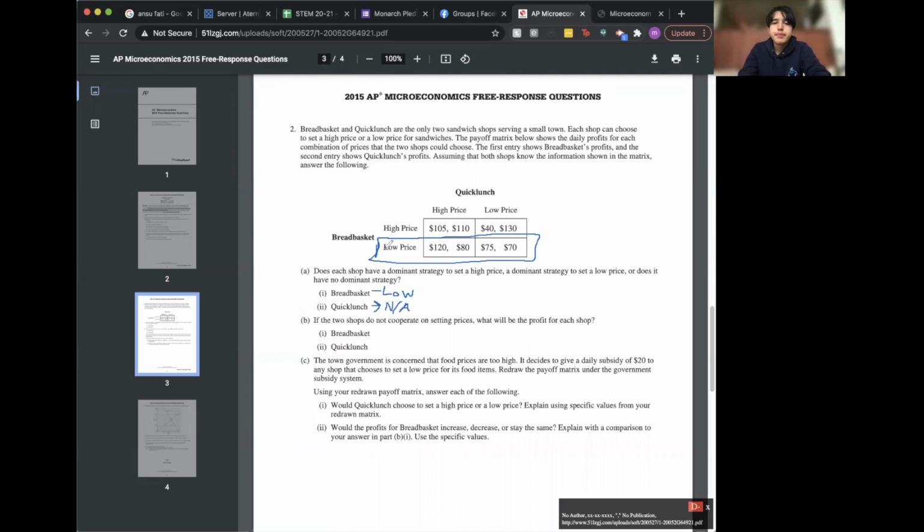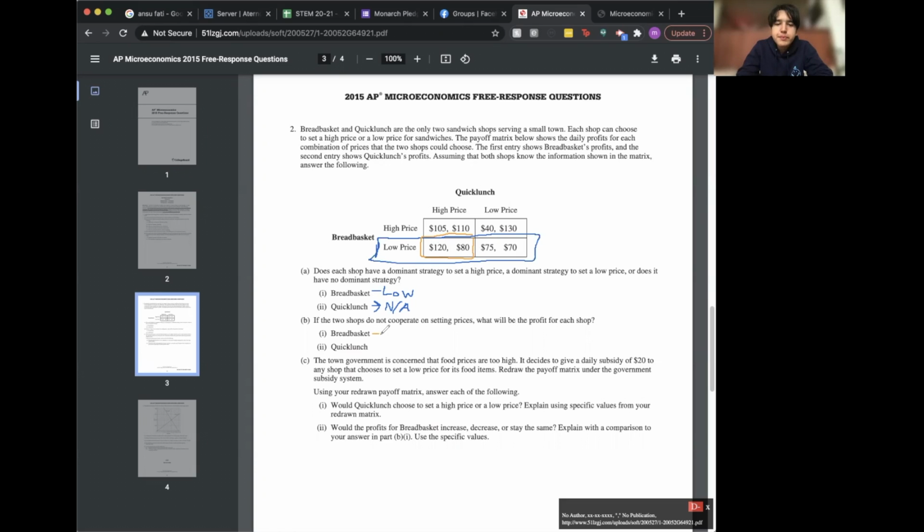And then based off Breadbasket going for the low price, that means that Quick Lunch would want to go for the high price, because as we said earlier, they'd want to earn that $80 instead of the $70. So that would most likely leave us in this bottom left quadrant, because that is the scenario in which both individually would make the best decisions.